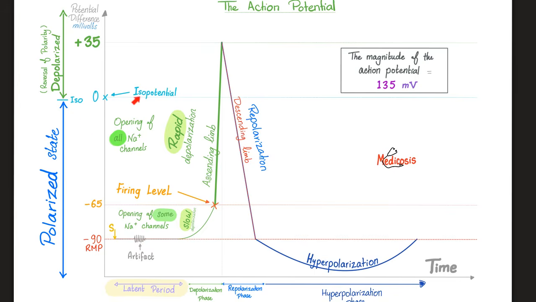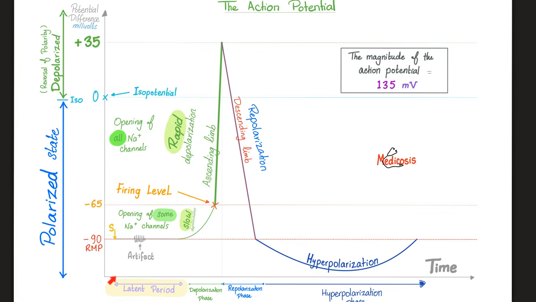What should I call the zero? Isopotential. Iso means the same potential, which means there is no difference between the inside surface and the outside surface of the membrane. And this is the depolarized state. What's the magnitude of the entire action potential? Well, from -90 to 0, that's 90 millivolts. And then from 0 to 35, that's another 35 millivolts. 90 plus 35 equals 135. From here to here is the depolarization phase, from here to here is the repolarization phase, and from here to here is the hyperpolarization phase. It takes a lot of time because it's a lazy butt.